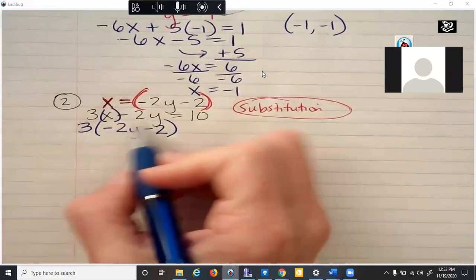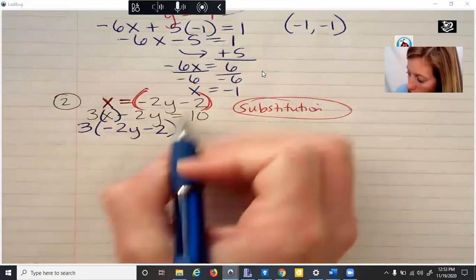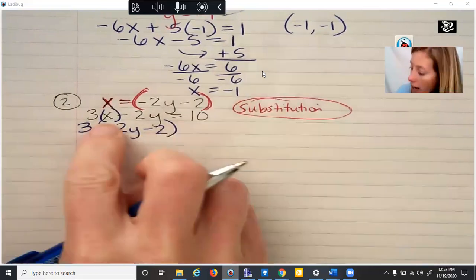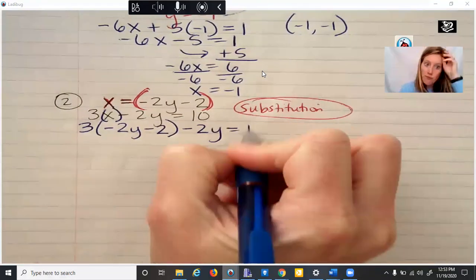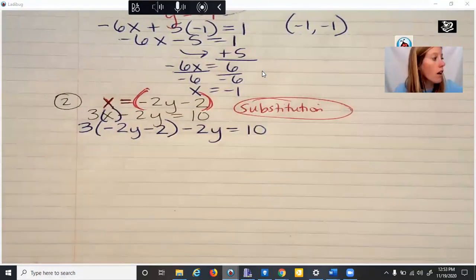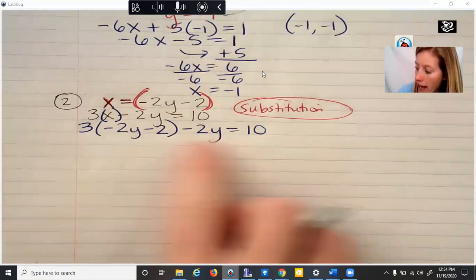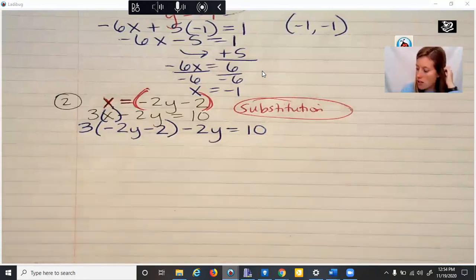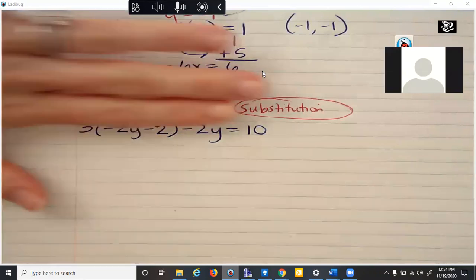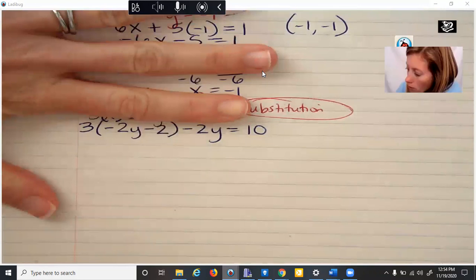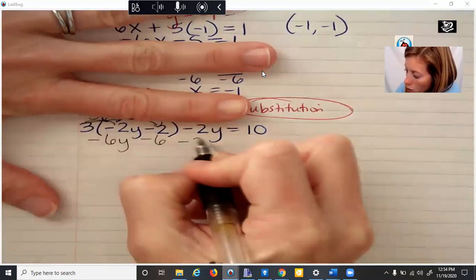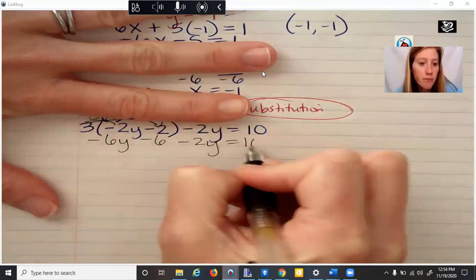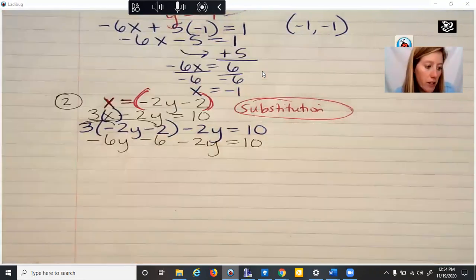All right, negative 2y minus 2. So you're putting this in the x spot, and then you keep writing minus 2y equals 10. All right, Daniel, what do you do next on this? You do distributive property. Good. So you multiply, so that gives me negative 6y, negative 6 minus 2y equals 10. Brian, what do you do next?